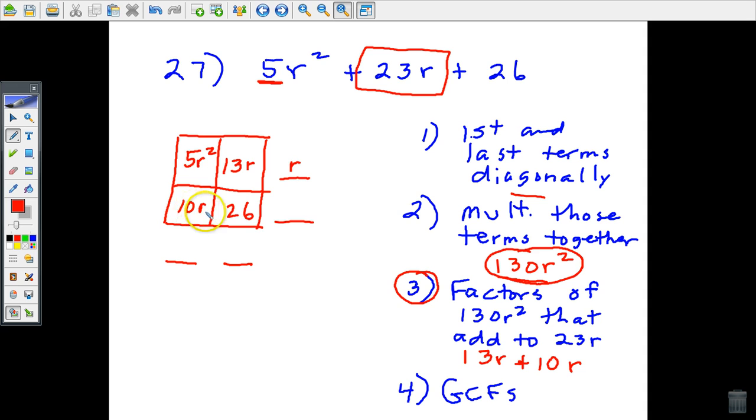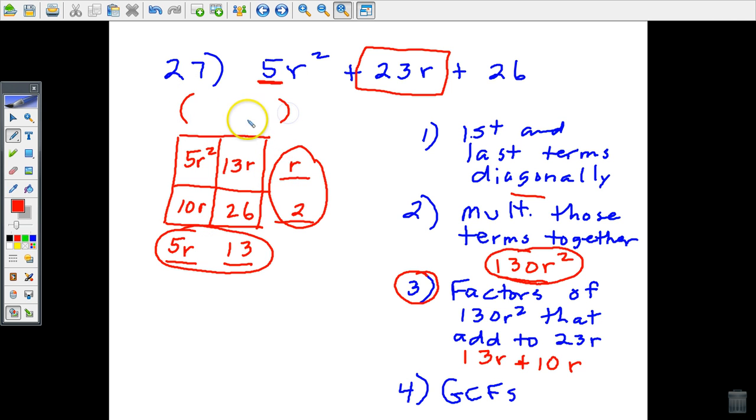The GCF for 10r and 26 is 2. Now, do the GCF of these two columns, 5r squared and 10r. That GCF would be 5r. And for this column, the GCF would be 13. So what happens is these numbers, variable and numbers, represent our binomial factors.